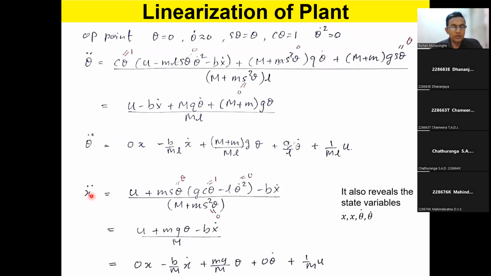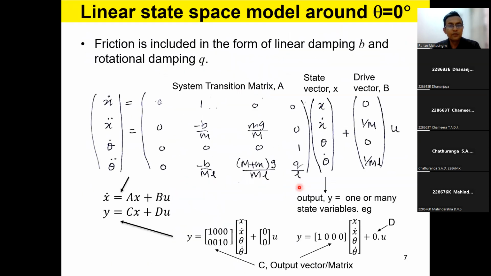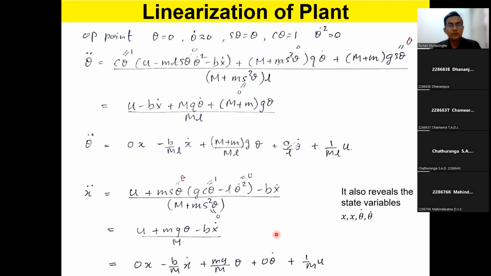Then let's take x double dot. That is this equation, equation 10. There are also the same assumptions: sine theta equals theta, theta dot is approximately 0, okay? So sine theta equals theta, cos theta equals 1, theta dot square is 0. This is the equation, the linearized model.